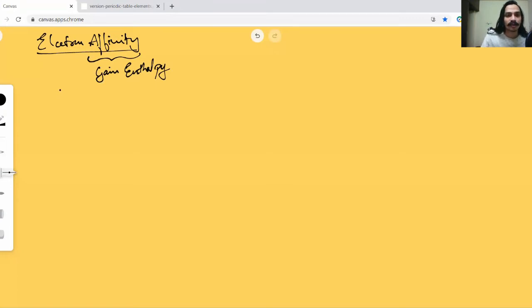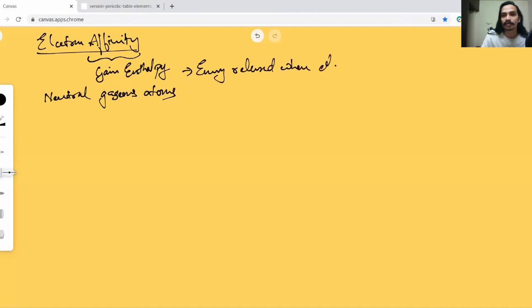Even for this we are going to be using neutral gaseous atoms, just like we did for ionization energy. If I have to define this, I will call it the energy released when an electron is added to a neutral gaseous atom.